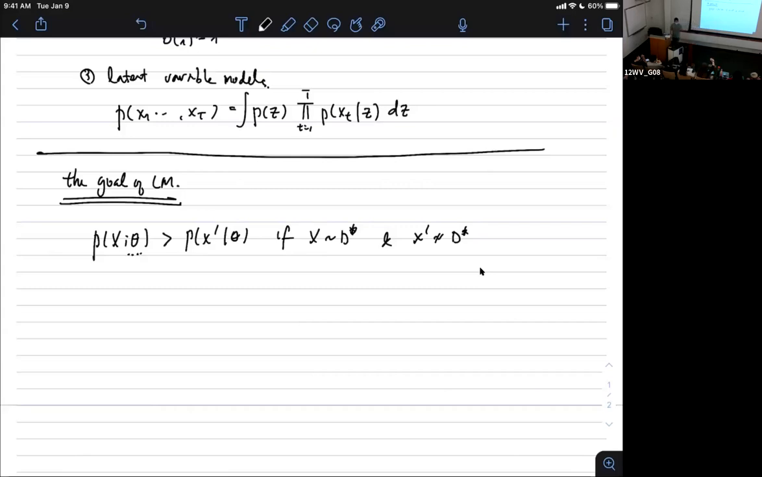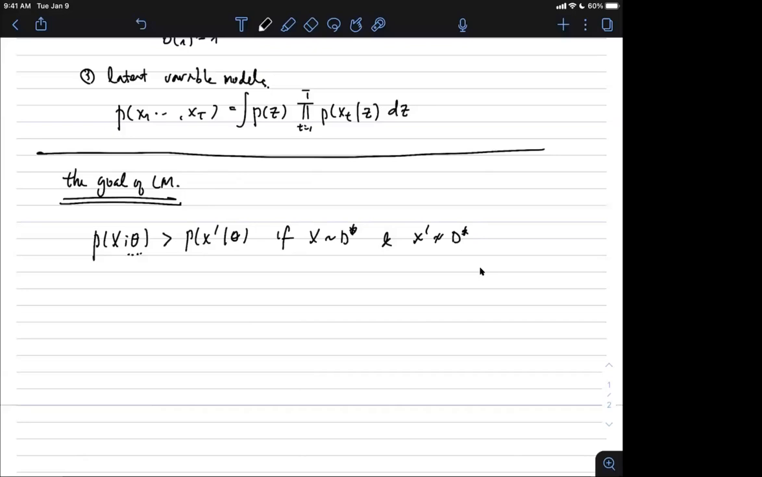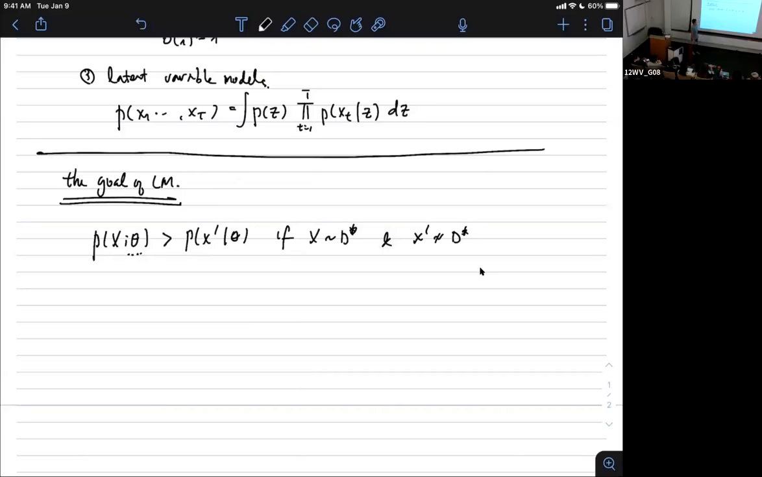Do we care about the probabilities between two valid x's? That's a very good question. If you have two valid sentences drawn from D star, we want our language model to respect the probability difference under D star as well. But that's pretty difficult, because we don't know how to check it. We can write two perfectly valid sentences, but how do we know which one is more likely? Unfortunately, that's a difficult problem.